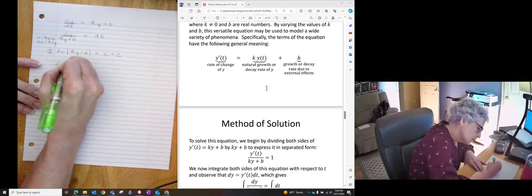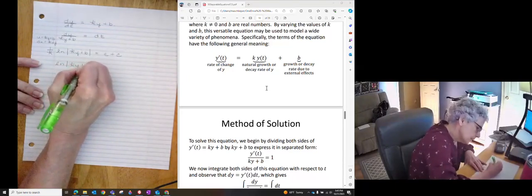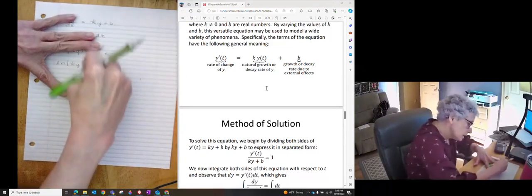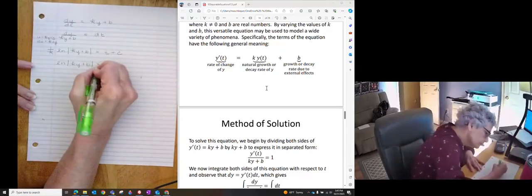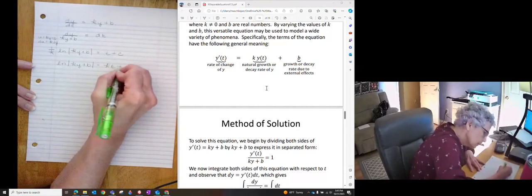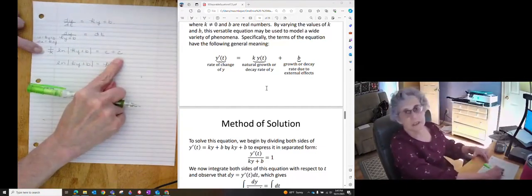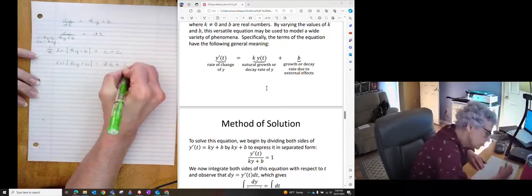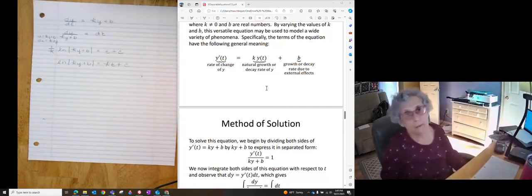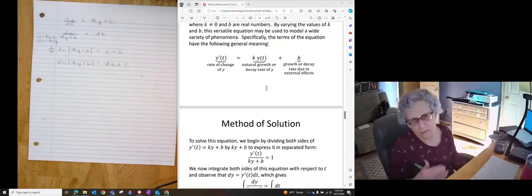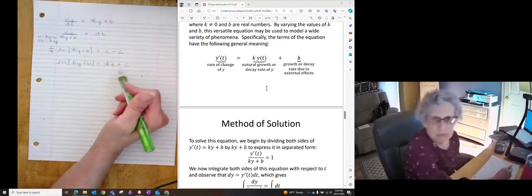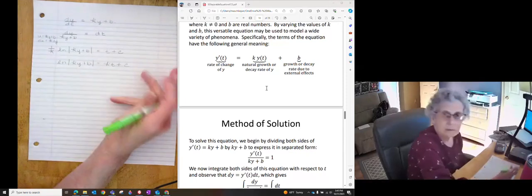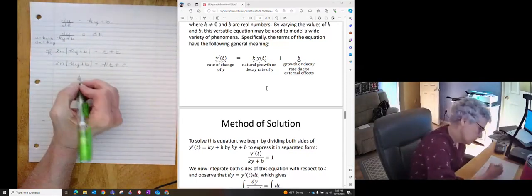So now we have natural log absolute value ky plus b is equal to k times t plus k times c, but that's just a number and we don't know what that number is anyway, so we could call it c1, we could call it a, we could call it b, whatever you wanted to. But I'm just going to rename it c.